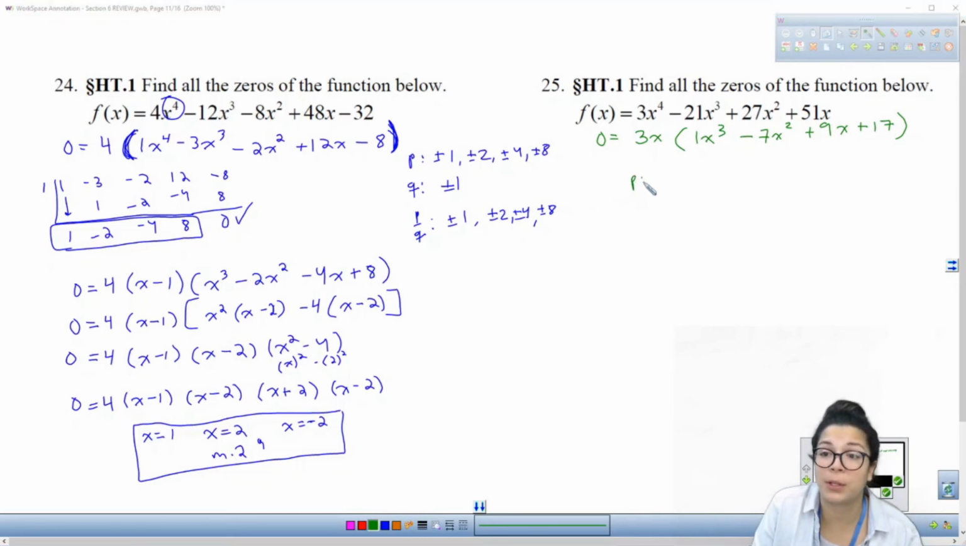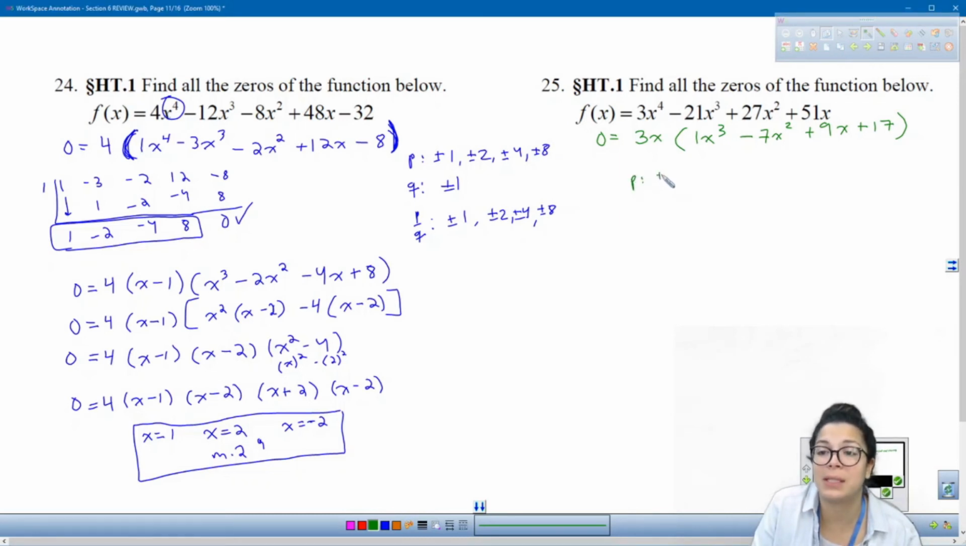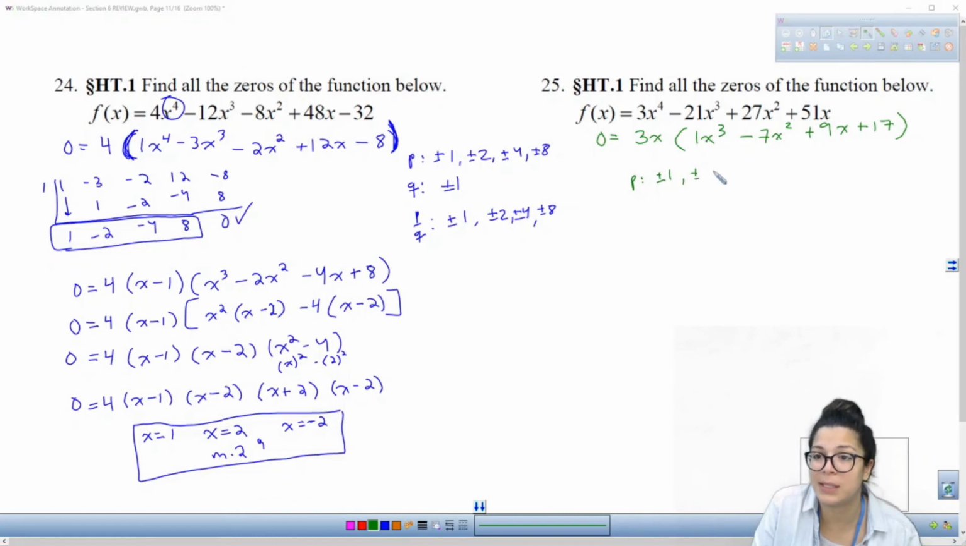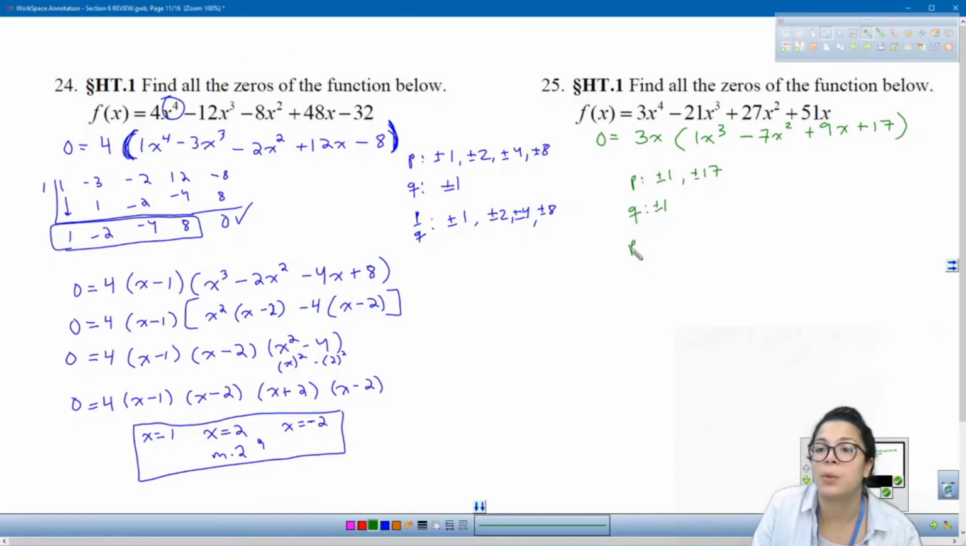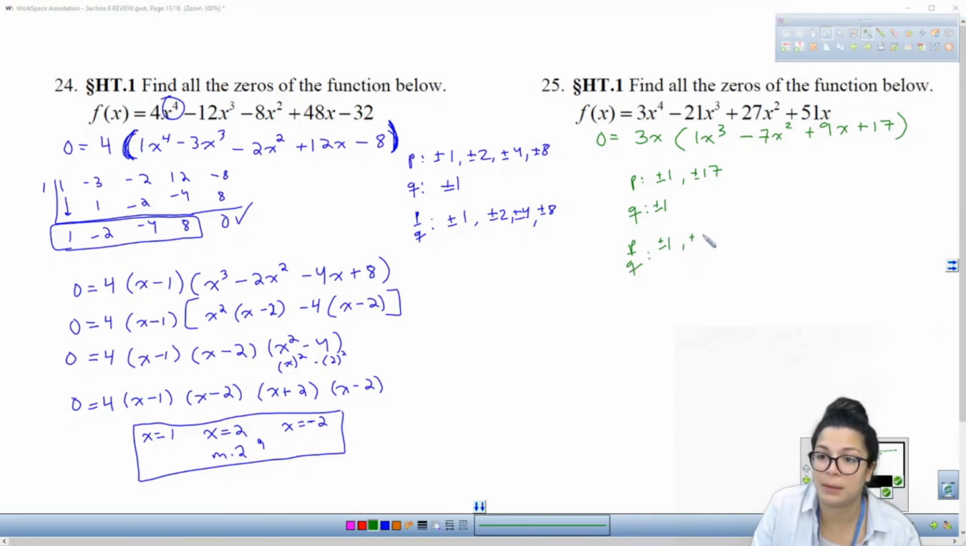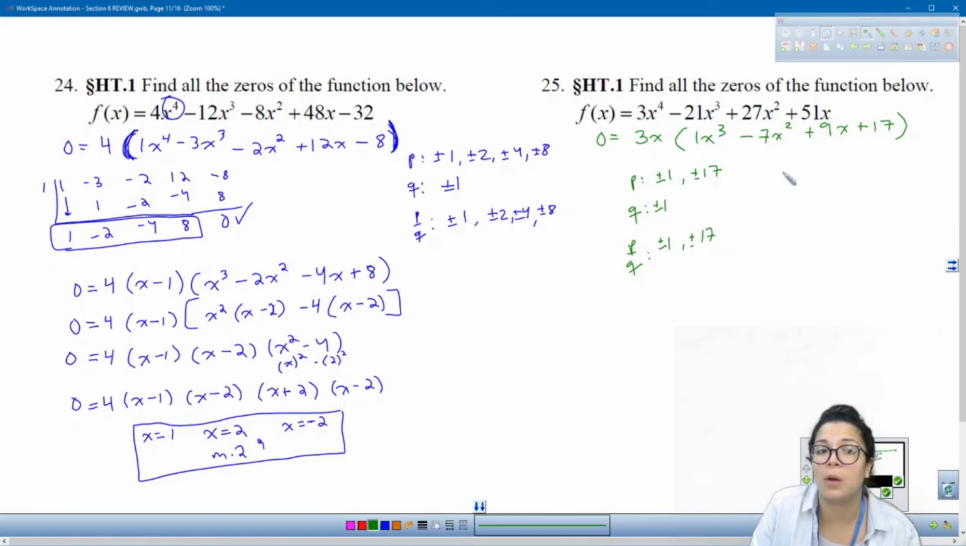So I need to do the P over Q thing. P's are the factors of 17. We have 1 and 17. Q's are the factors of 1. We just have 1. So P over Q is just plus or minus 1 and 17. So let's go ahead and try 1. We're dividing again this one right here, right? This is what we're trying to factor right here. So the coefficients are 1, negative 7, 9, 17.